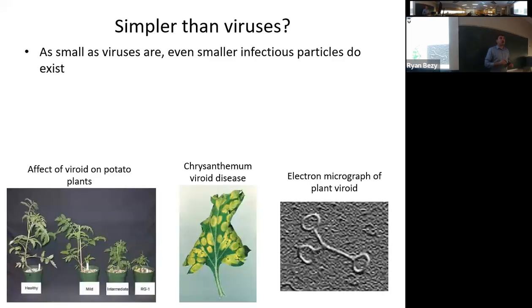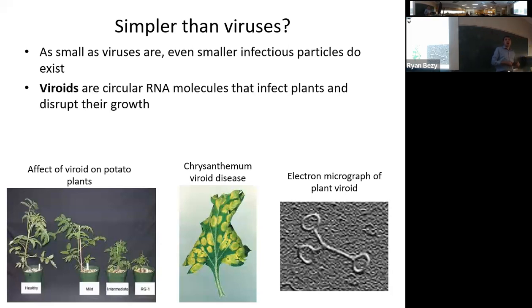All right, as small as viruses are, there are some things that are even smaller infectious particles that do exist. So for instance, viroids are all they are is circular RNA molecules. I know this doesn't look like a circle, but this is an electron micrograph of a viroid, but it actually has these stem loops that come around, but it is an overall circular RNA molecule that is just a loop of RNA overall. So viroids are circular RNA molecules, and they can cause disease in plants. They really only cause disease in plants, though.